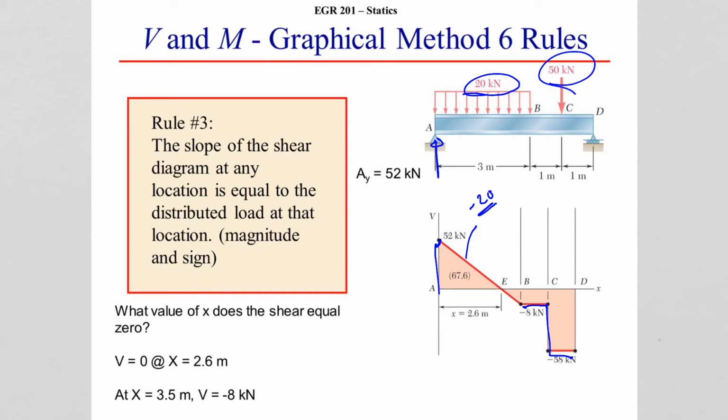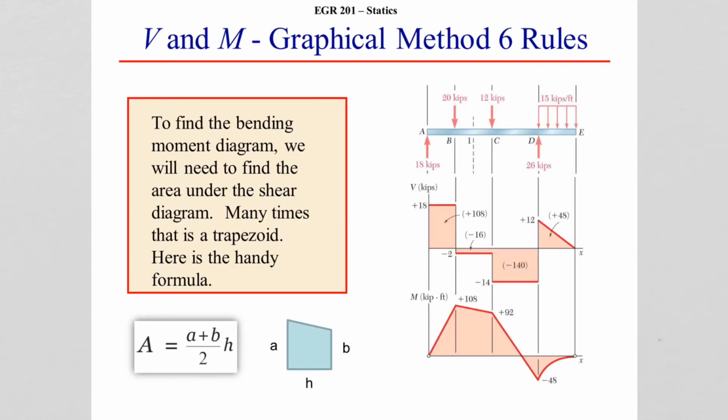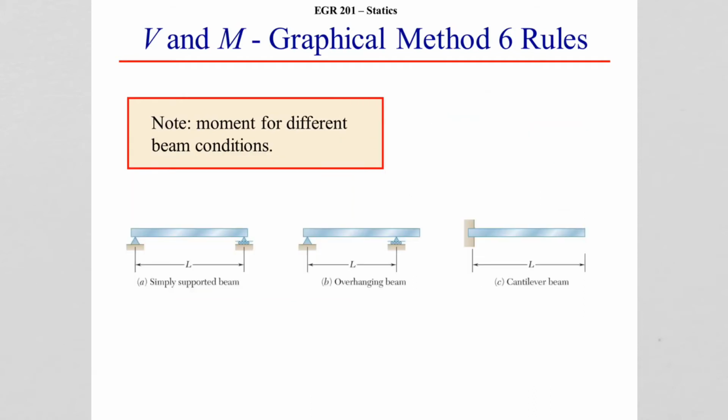Before we get to the last 3 rules, which will pertain to the moment diagram, we want to look at a few little things to know about. To find the bending moment diagram, we will need to find the area under the shear diagram. And it's good to sometimes know what this trapezoidal formula is. So I'm just going to give that to you. Sometimes that is handy to know to be able to find the area under those types of curves.